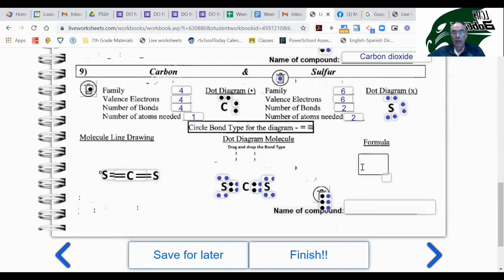In the formula, we have 1C, we have S, and we have 2 S's. So this would be CS2, and then the name of the substance would be carbon. And 2 is a di, and then IDE on the end of the second element. Carbon disulfide, and that's all there is to make these molecules.